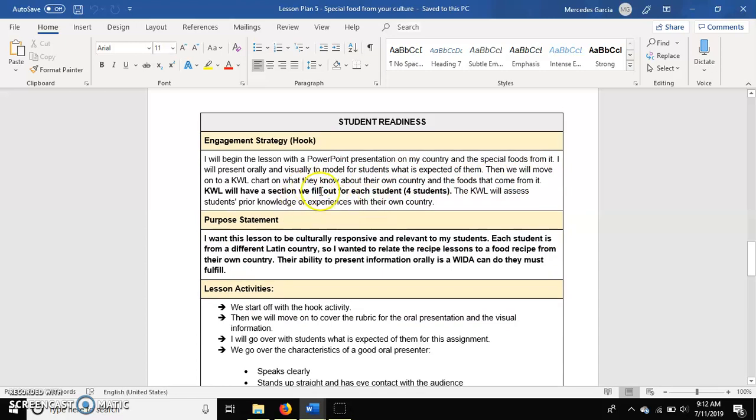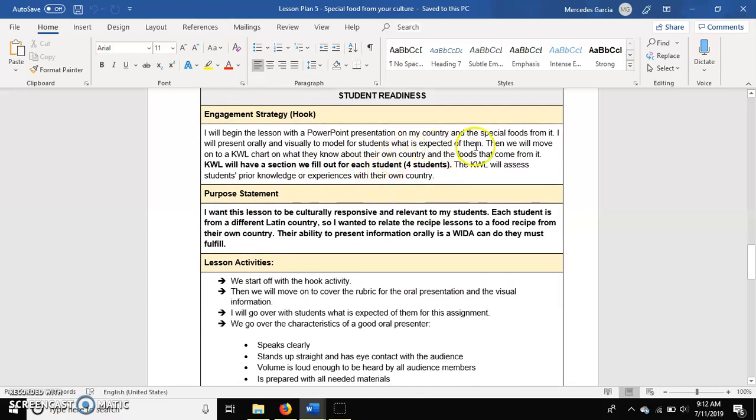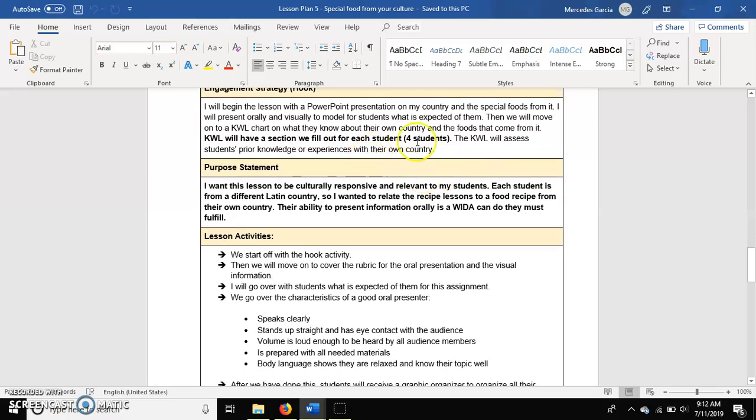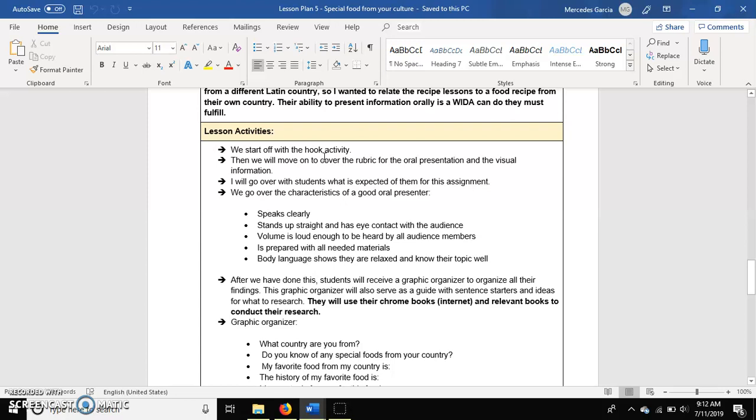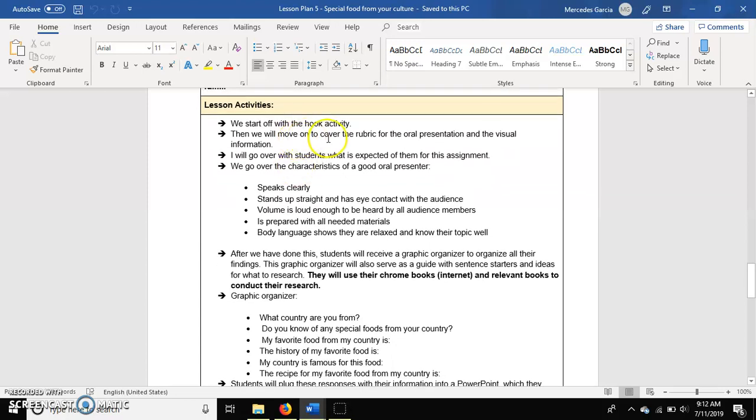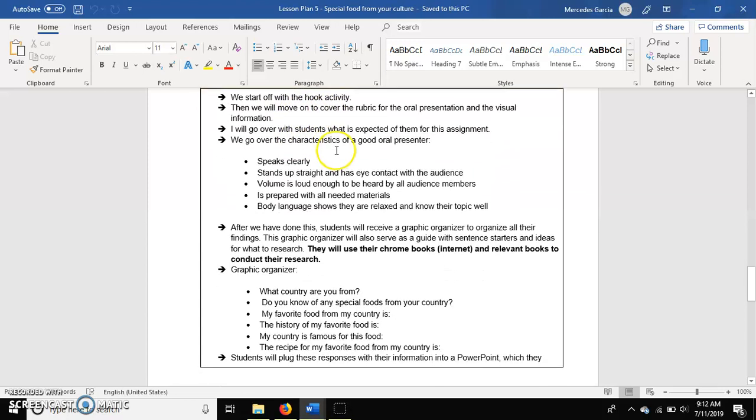Then we will move on to a KWL chart on what they know about their own country and the foods that come from it. KWL will have a section to fill out for each student, and there are 4. The KWL will assess students' prior knowledge or experiences with their own country. So that was a hook activity. And we move on to the rubric for the oral presentation.